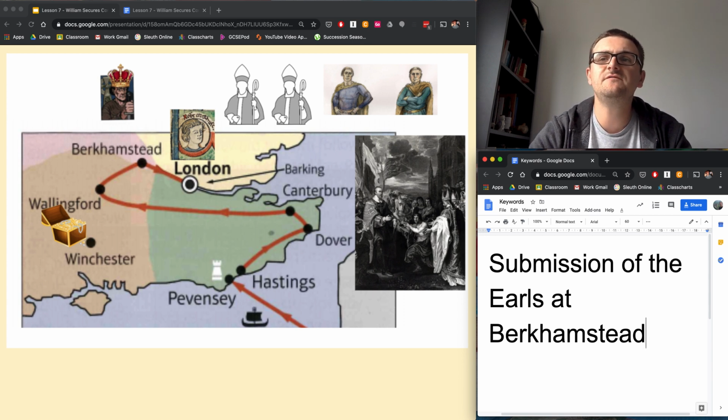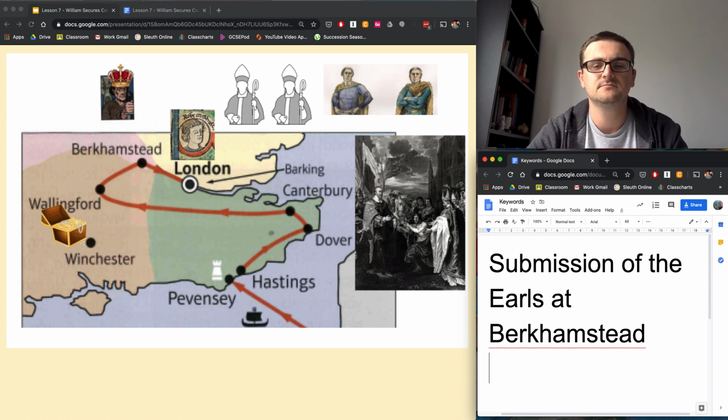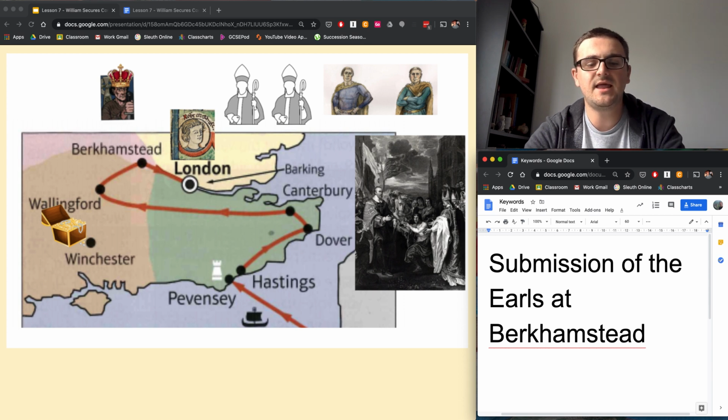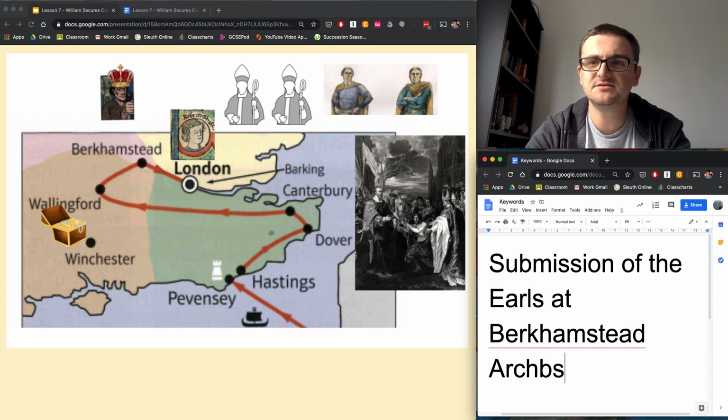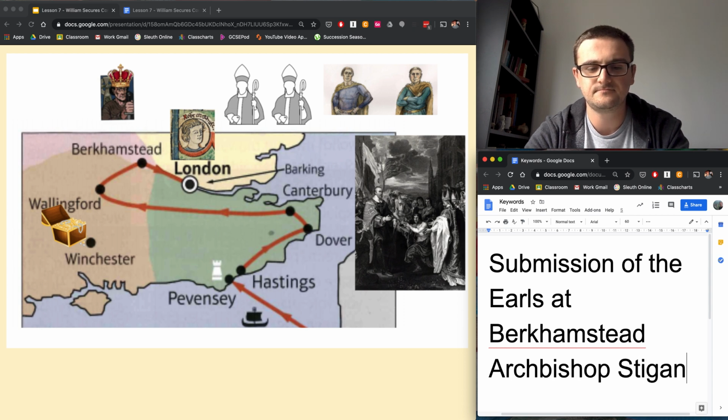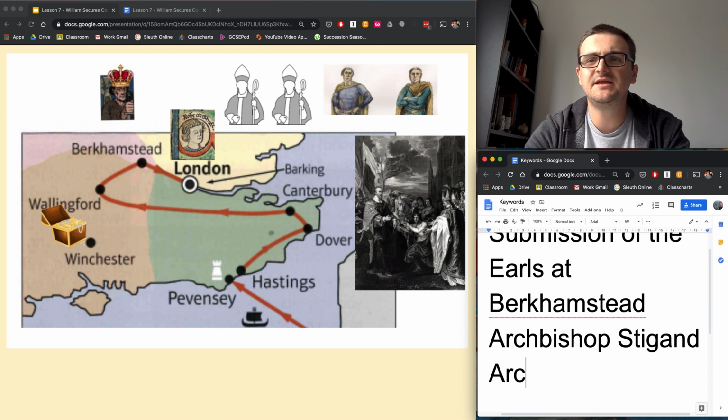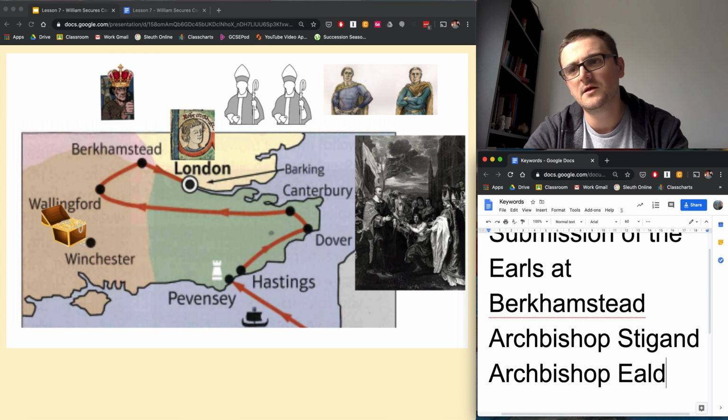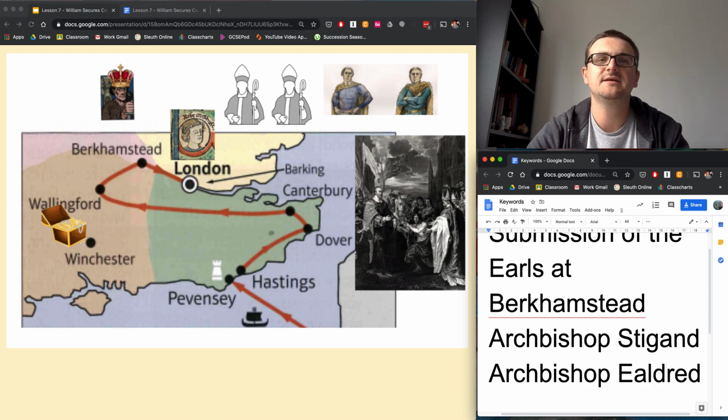Now, the submission of the Earls at Berkhamsted. This was where Edgar the Atheling, Edwin and Morcar, those two Earls, as well as Archbishop Stigand and Archbishop Ealdred, all met William of Normandy and gave him the crown of England. He was surrounding London, he was committing atrocities, they thought they had no other choice, and as you can see in the picture here, William was given the crown.